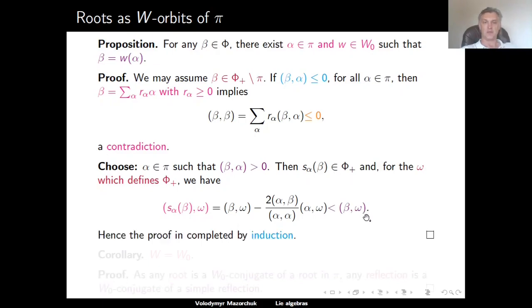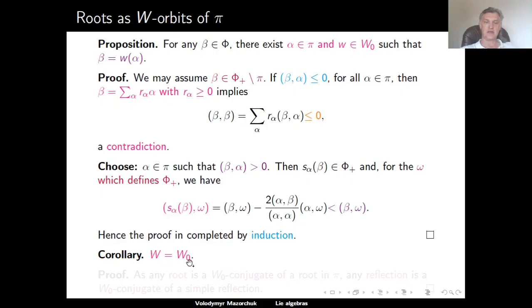So we can now complete our proof by induction on the value of the scalar product of our root with omega. We have only a finite number of such values, and all these values are linearly ordered because they are positive real numbers. So we can do the induction on these values. And we know that if the value is minimal, then such an element is necessarily in the basis, for which the statement is clear. One consequence of this theorem is, as advertised before, that W is equal to W0.